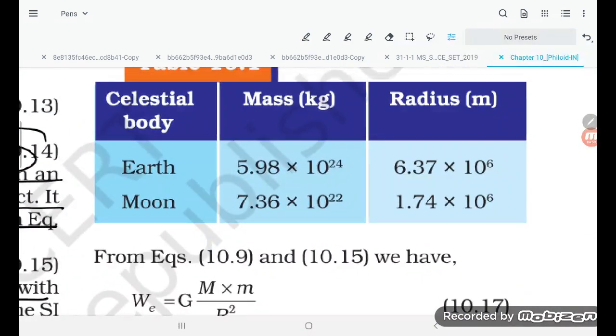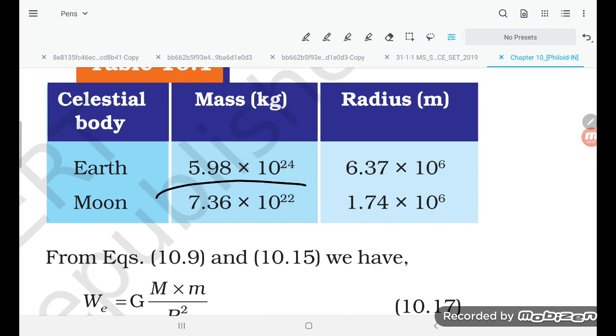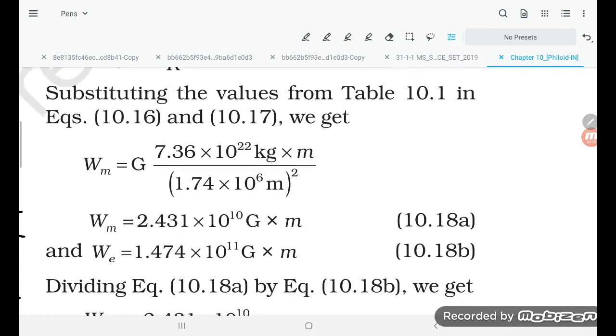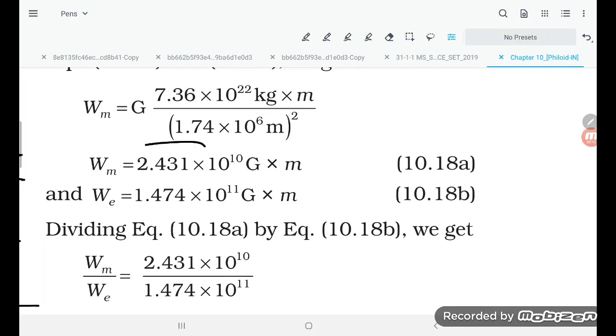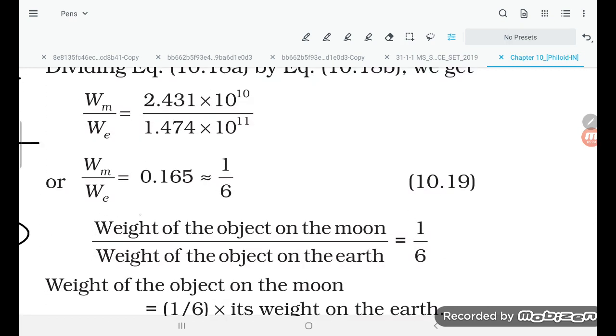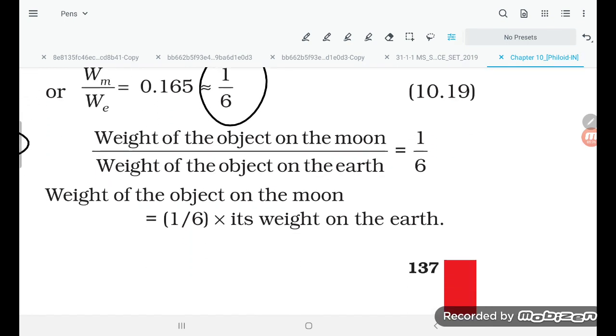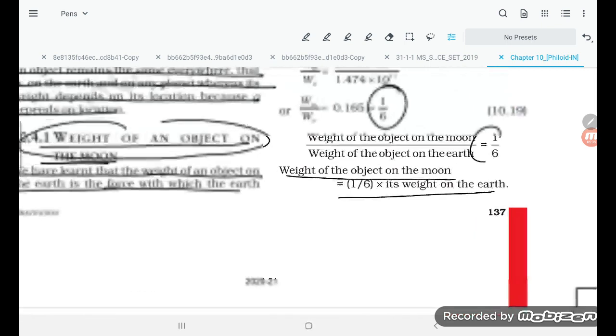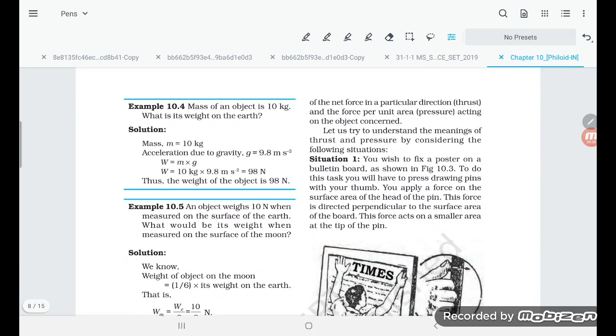So now how can you find it? For the moon, the mass is smaller and the radius is also smaller. From the equation we can calculate the weight on the moon, using 7.34 times 10 power 22 and 1.74 times 10 power 6 for the moon, and the corresponding values for the earth. Dividing the equations, the moon's weight comes to 1 by 6 part, students. So the weight of the object on the moon is 1 by 6 into the weight on the earth. This is the derivation, students.